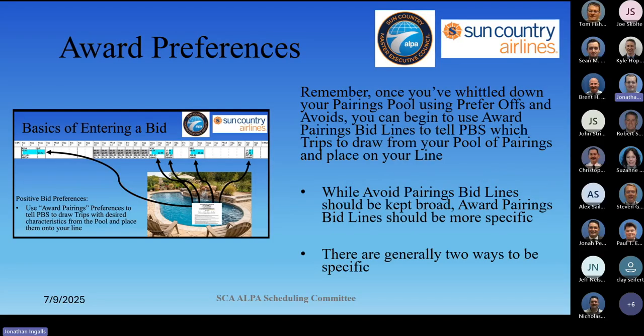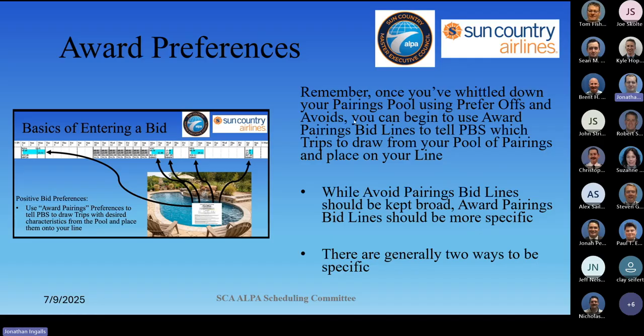Back to the awards. Remember, once you've whittled down your pool of pairings using your prefer offs and your avoids, and your senior bidders have taken stuff away from you as well, we start to use the award pairing preference commands to tell PBS which trips to draw from our pool of pairings and place on the line. Well, we talked about avoid pairings, where we want to cast a wide net. When you're awarding pairings, it's good to be specific to get the exact trip that you want. And remember, you've got 200 bid lines, so be as specific as you want to start off with.